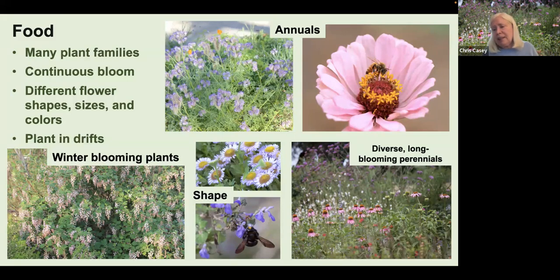And most importantly, I think, is to have a diversity of long blooming perennials in the garden. Certainly we have trees and shrubs that we recommend for bees, but I think the backbone of a bee garden is to have repeat blooming perennials that we can deadhead and continue to get flowers from throughout the growing season.